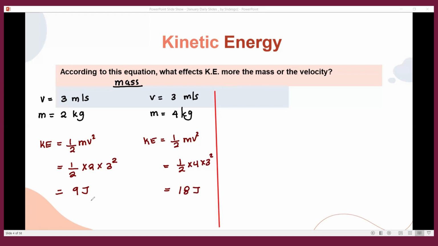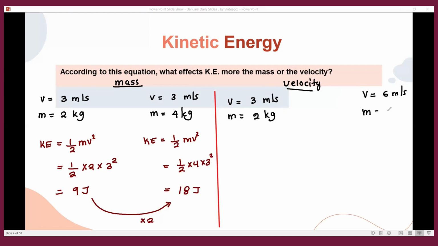So yes, of course, when we are increasing the mass, the kinetic energy increases, but it is only doubled. Let's now investigate the velocity. This time we are going to keep our mass a constant value. Let's say the velocity here is 3 meters per second and the velocity here is 6 meters per second, and the mass is 2 kilograms in both cases.